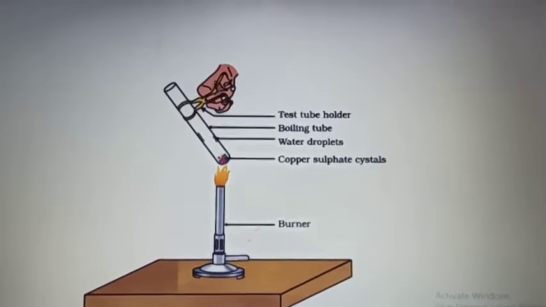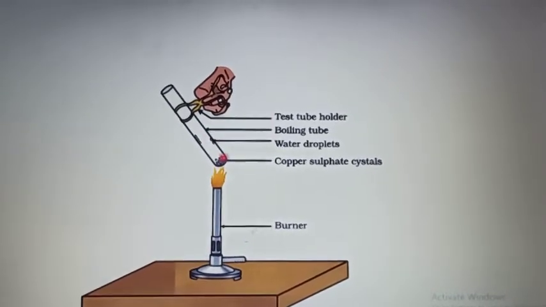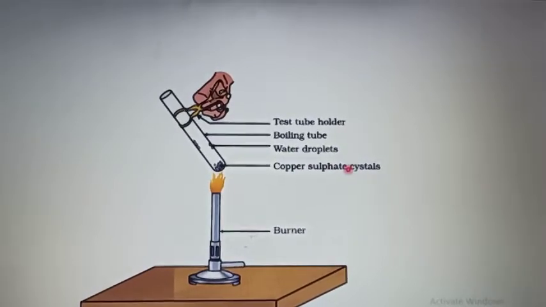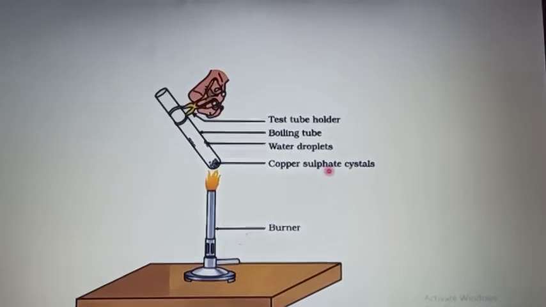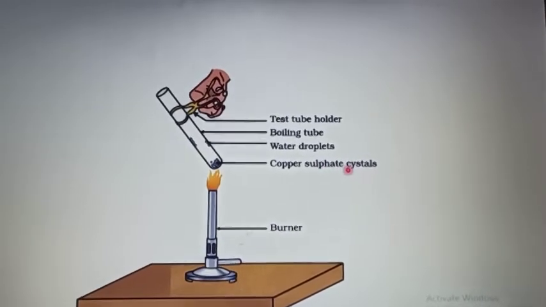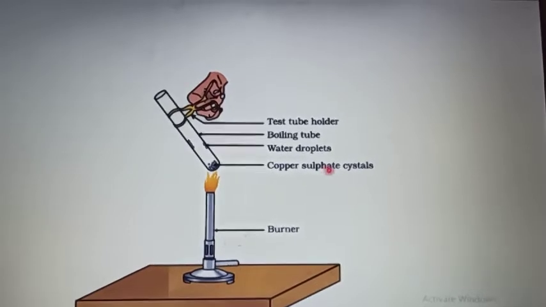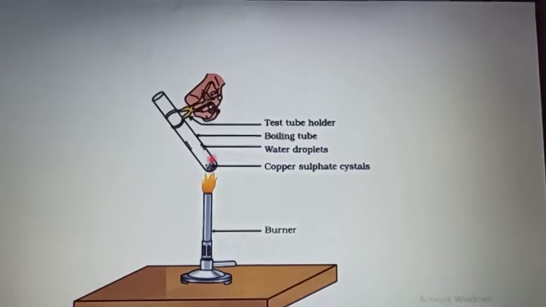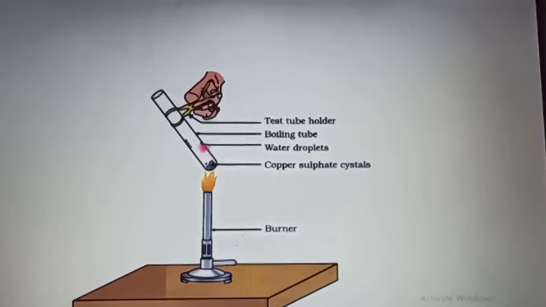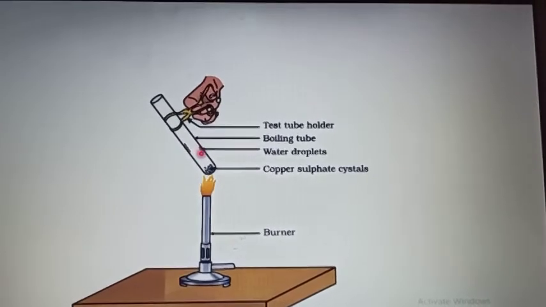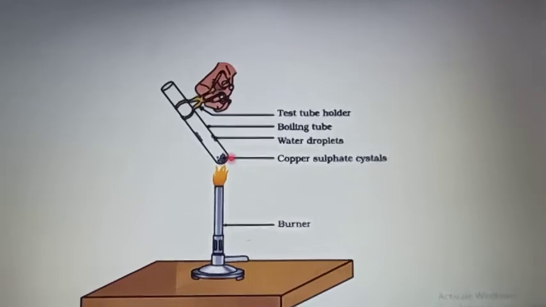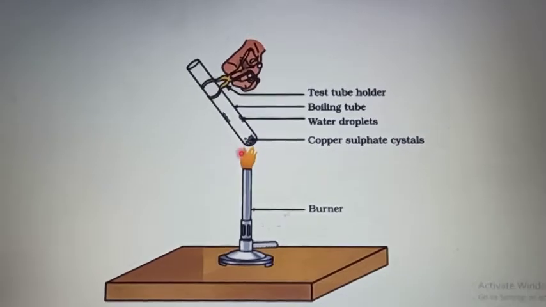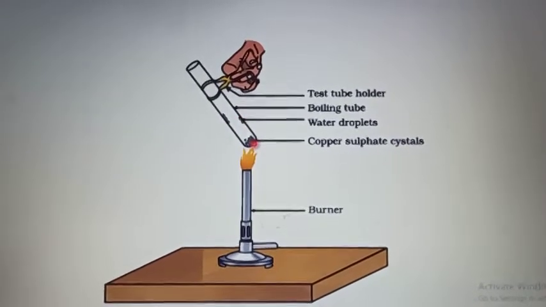So see in this test tube, copper sulfate crystals have been taken. Copper sulfate crystals have water molecules, like CuSO4.5H2O, right? So it has 5 molecules of water of crystallization in it. When it is heated, in this boiling test tube, you will see water droplets here. So from where does the water come? It comes from this copper sulfate. And you know the color of copper sulfate crystals is always blue. But as you heat it and this water is removed, it becomes white.